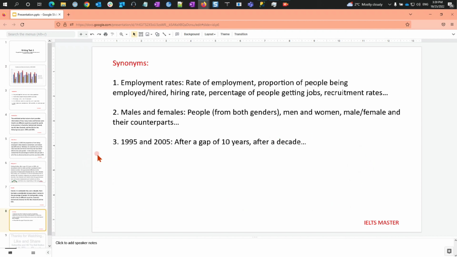And last but not the least, this year, because we are repeating it everywhere, you can mention that in year, like in 2005, in 1995, or whenever you're comparing after a gap of 10 years, and at the end I have mentioned after a decade. So you can put it in that way as well.